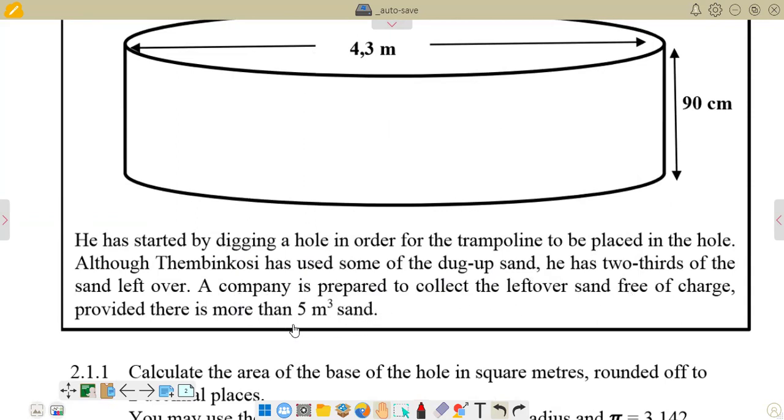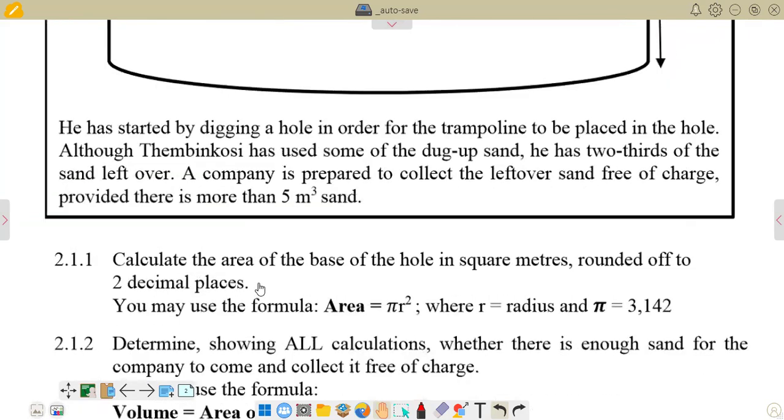The first part of the question is: calculate the area of the base of the hole in square meters, rounded off to the nearest two decimal places. Very important to take note that we have to round off our answers to two decimal places. Then you may use the formula area is equal to pi r squared, where r is equal to radius and pi is equal to 3.142. So we are going to substitute our pi of 3.142 into the formula that we are given.